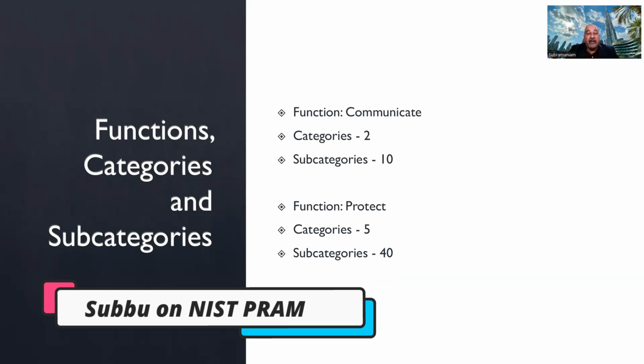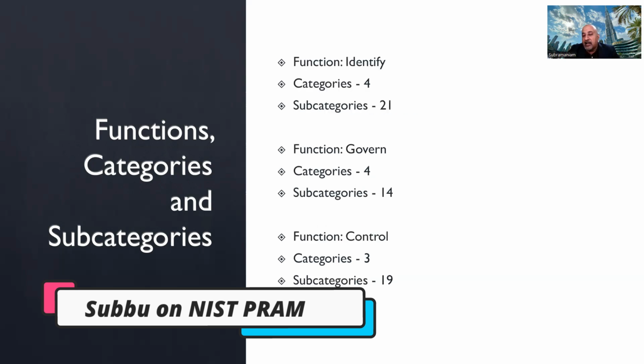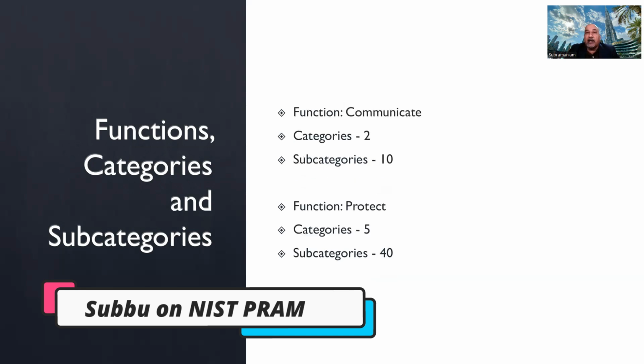Protection. Look at protection, it has 5 categories and 40 subcategories. So 40 plus 10 is 50, 50 plus 19 is 69, 69 plus 21 is 90, 90 plus 14 is 104. So 104 subcategories are what you need to comply with. This is very comprehensive, very comprehensive.